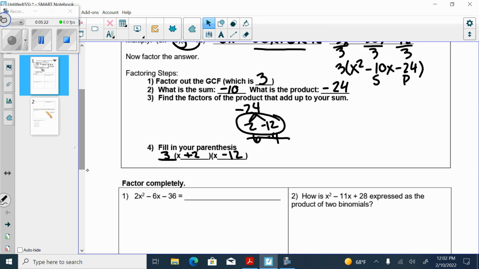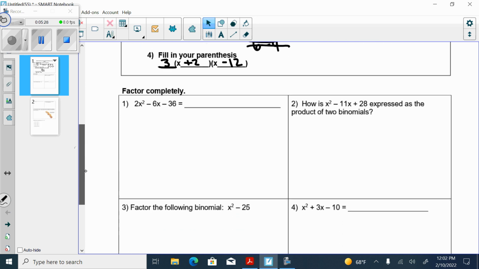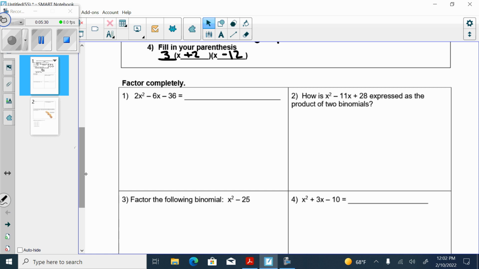Okay? So, now that we kind of refreshed ourselves on that process from last week, let's look at a couple more examples. Okay? So, step 1, we look for a GCF. Does this one have a GCF? Okay. So that means I'm going to go through here, divide everything by 2.